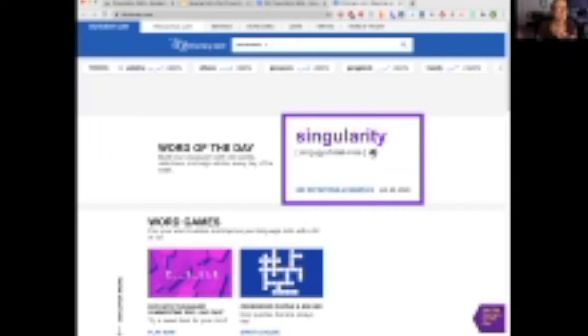So let's listen to this word. Singularity. Singularity. So it stresses this syllable, the other syllables are unstressed. Singularity. Singularity. So you can also look up other words such as, let's say, I'm going to look up balmy because I see it right here. That's a good word. Balmy.